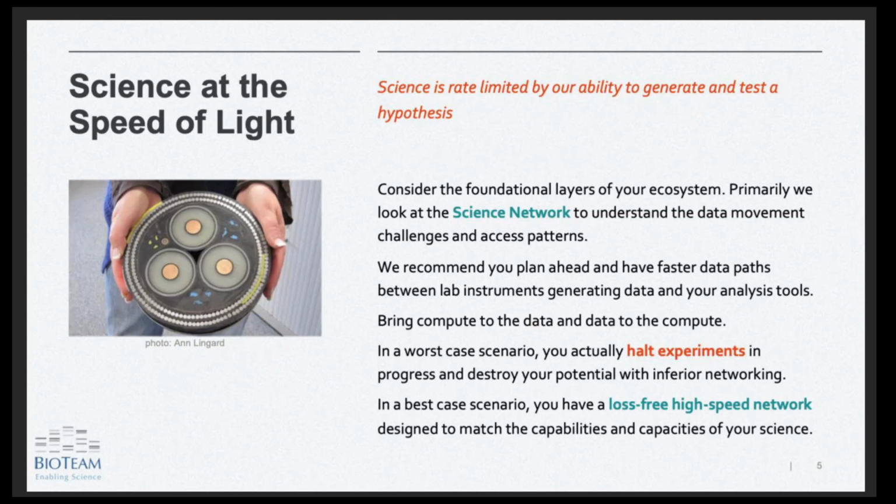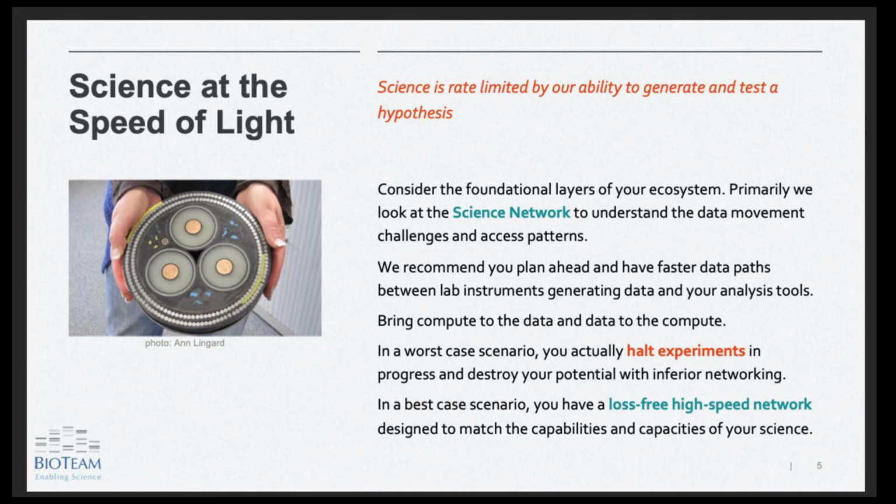All right, so I think the network is probably the foundation of any data-driven ecosystem. So I would encourage you to consider that foundational layer, right? Look at your science network and understand the data movement patterns, the access patterns, because that's going to be really important. A lot of people like to say bring the compute to the data, but you also have to bring data to the compute. You're going to need to be able to do both. So your ability to move data is critical for doing large-scale data science.